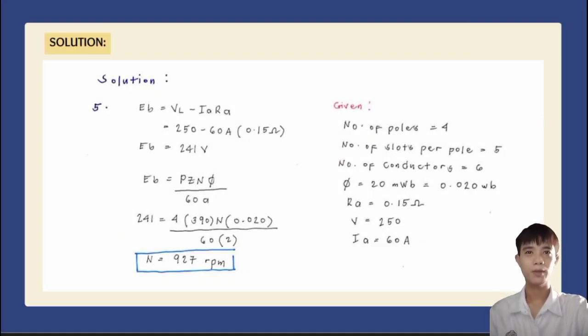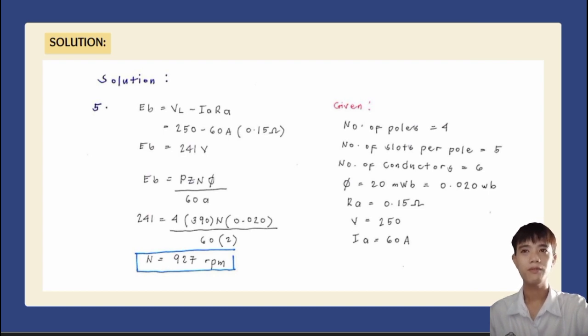Here's the given for problem 2. Number of poles 4, number of slots per pole 5, number of conductors 6. The flux per pole is equal to 20 milliweber. We can convert that into 0.020 Weber. The armature resistance is 0.15 ohms. The voltage is 250 and the armature current is 60 amperes.